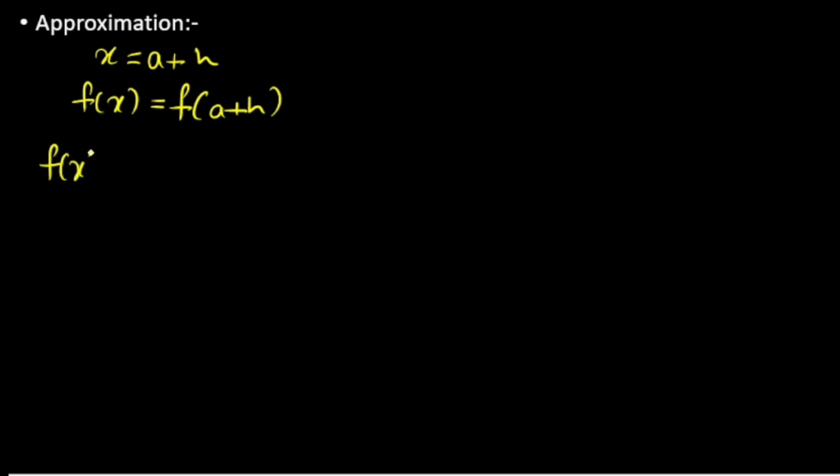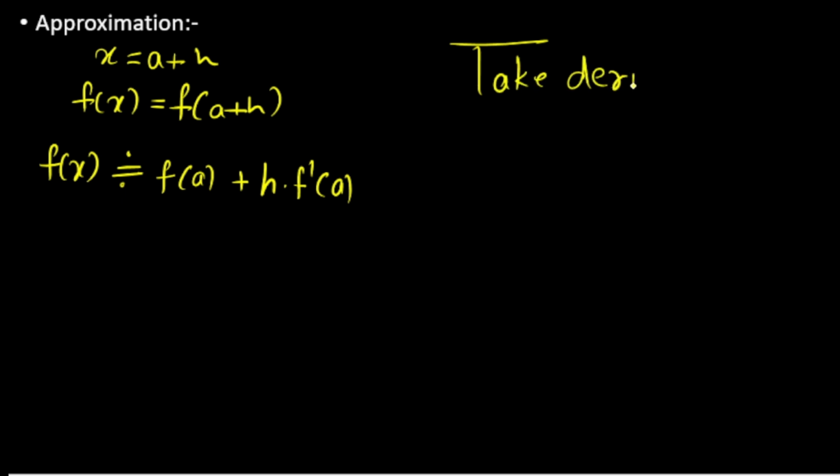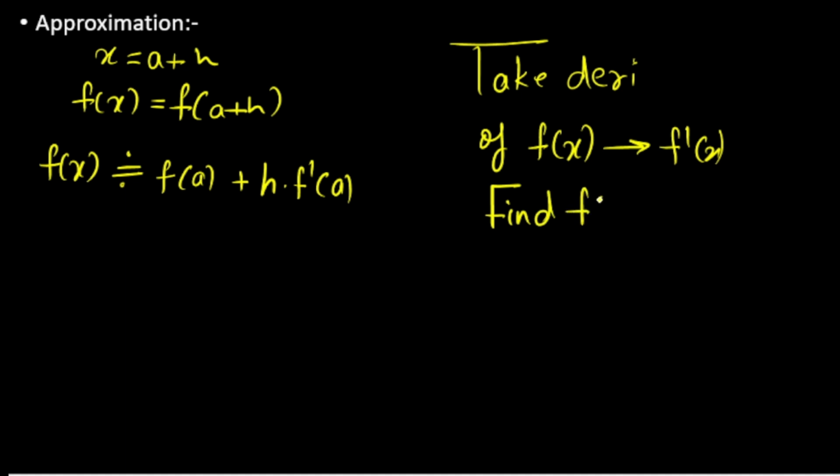Now let us begin with approximation. In approximation we have x is equal to a plus h. So f of x is approximately f of a plus h times f dash of a. Take the derivative of f of x to get f dash of x. Find f of a and f dash of a also.